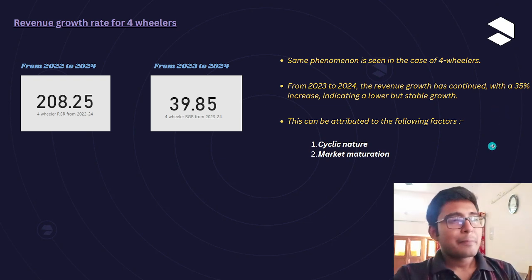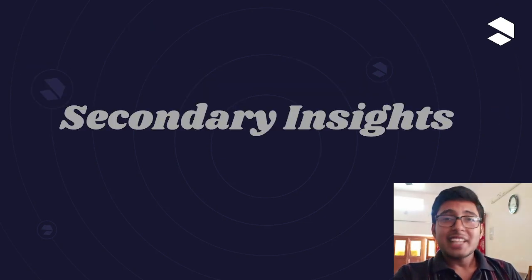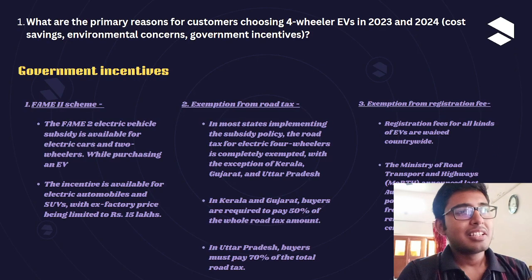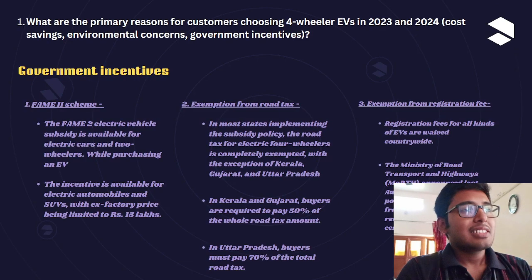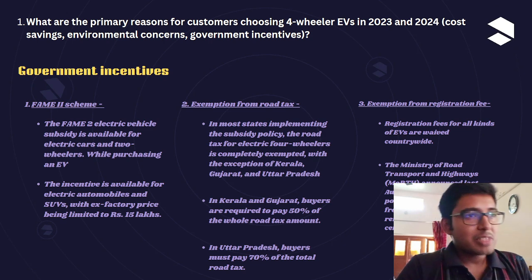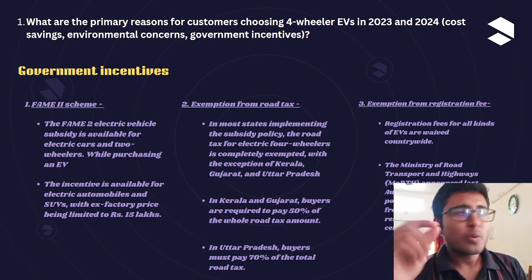Now moving into the secondary insights phase, they ask us what are the primary reasons for customers choosing four-wheeler EVs in 2023 and 2024. The first and the foremost reason is government incentives.